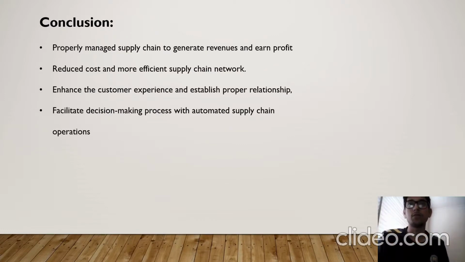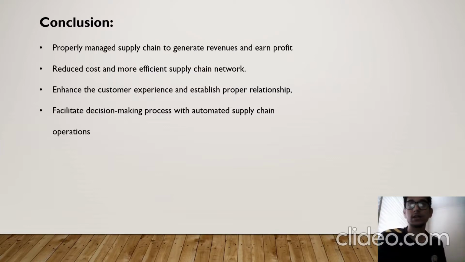Conclusion. Properly managed supply chain operations could generate more revenue and earn more profit. If the supply chain operation is managed properly and organized in a good manner, then it could enhance the revenue generation and the profit an organization could receive from its services. Reduced cost and a more efficient supply chain network.